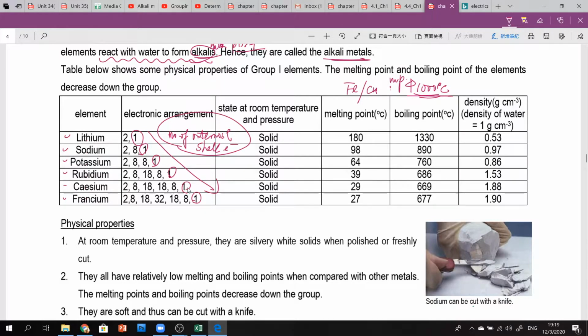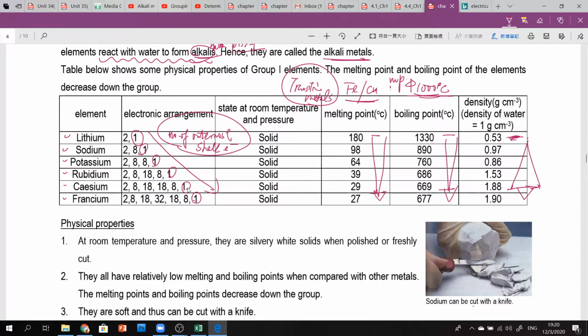So when you compare group 1 metals with those commonly used transition metals, you may find that they are generally low in melting point and boiling point. How about density? Density is rather low compared with the transition metals. But within the group they are not the same. They have a decreasing trend down the group for melting and boiling point. Can you see that? While for density, there is an increasing trend down the group.